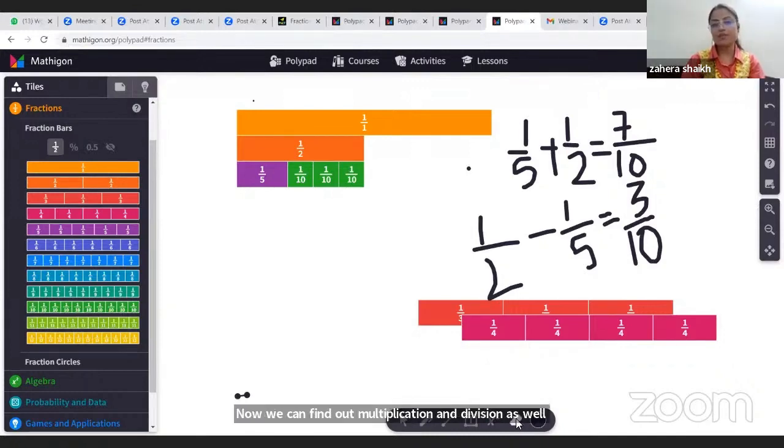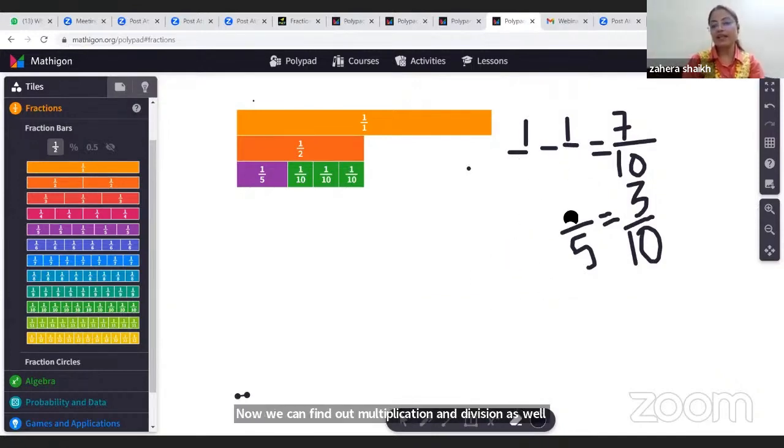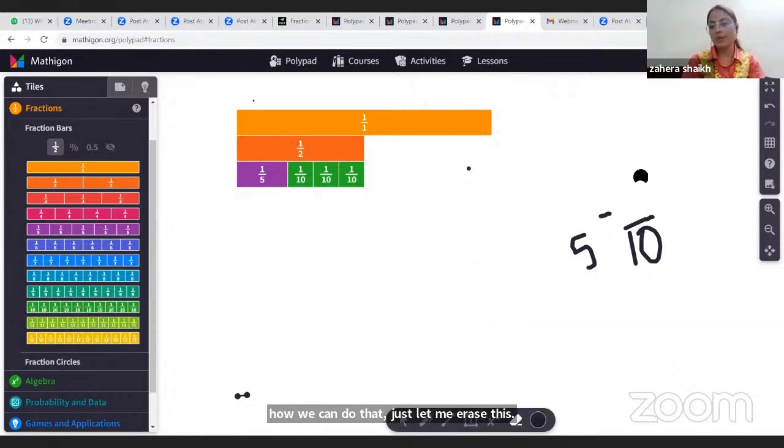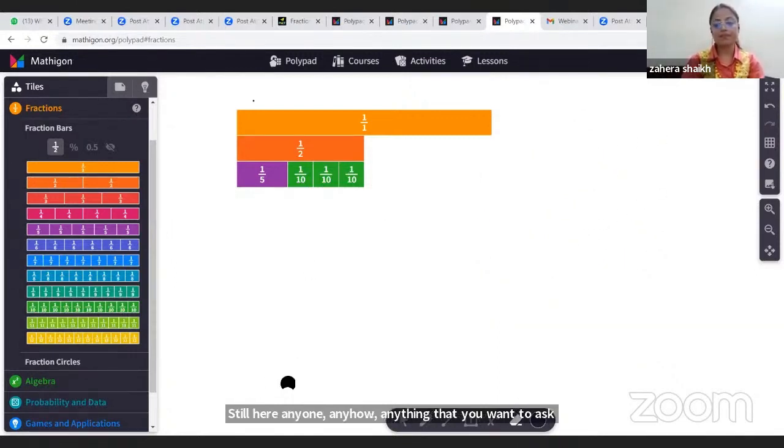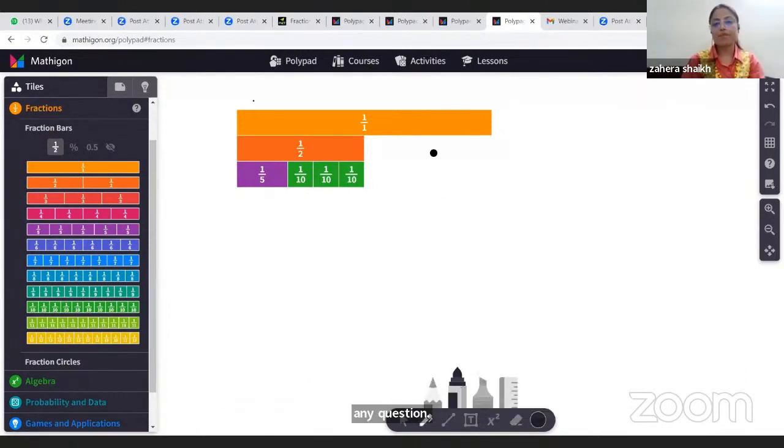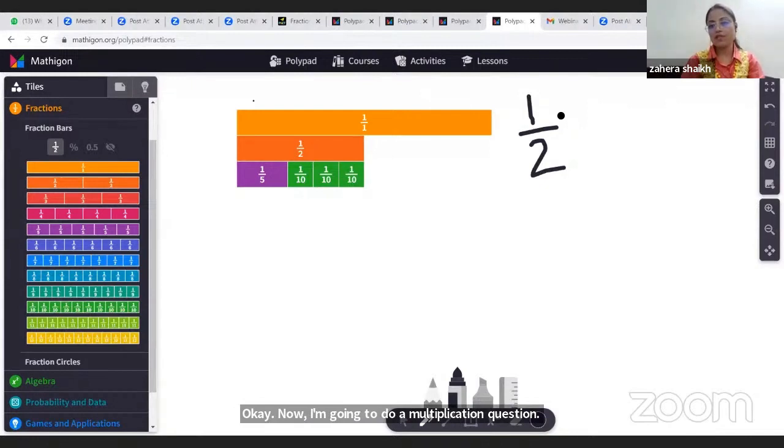Just let me erase this. Till here, anything that you want to ask? Any question? Okay, now I'm going to do a multiplication question, that is half multiplied by 1/4. What does this statement mean for me?